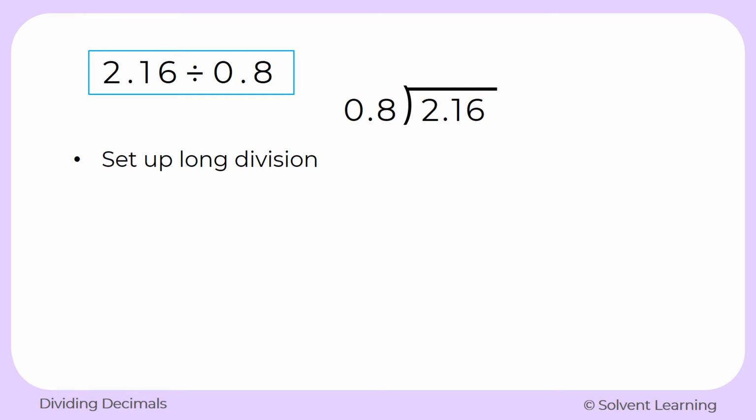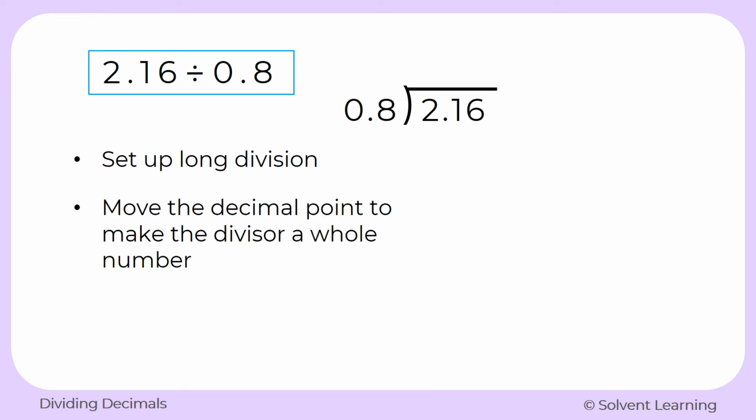So all we're going to do is move that decimal point over one place to the right so that now our divisor will become a whole number. So now that decimal point moves over so that it's after the 8. Okay, now our divisor will be the whole number 8. And of course, we can't just do that to the divisor. We also have to do it to the dividend as well. So we're going to move that decimal point so that it's after the 1, just one place to the right.